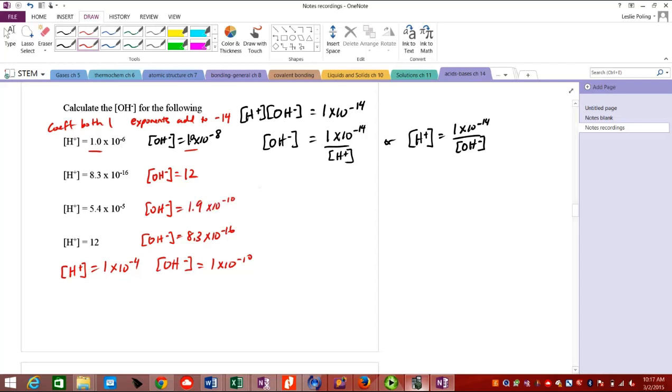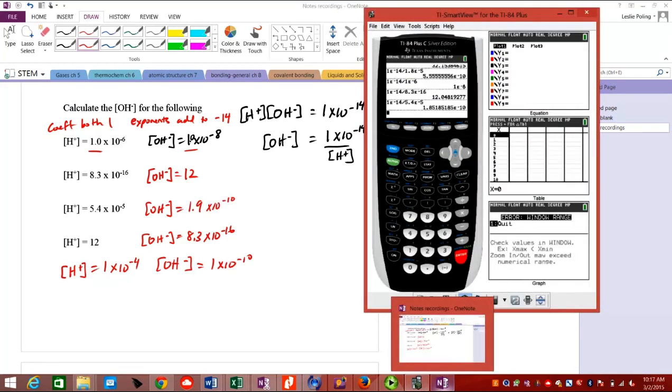All right. So if you ever want to check one, let's check this one. You check it by making sure that 5.4 times 10 to the minus 5 times 1.9 times 10 to the minus 10 should equal 1 times 10 to the minus 14. Now it's not going to be perfect because we did have to round.